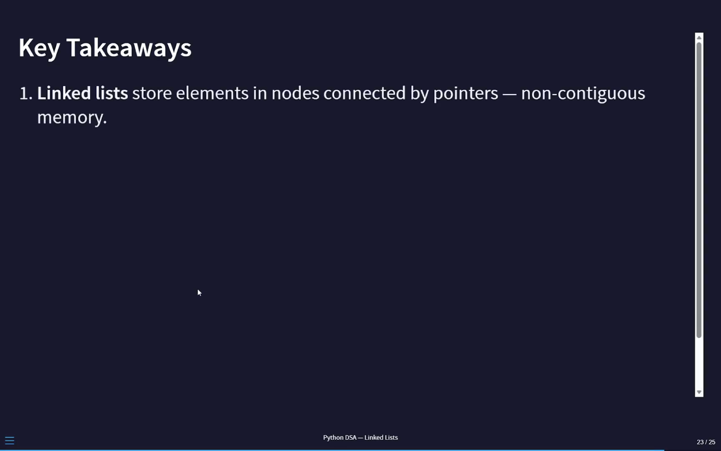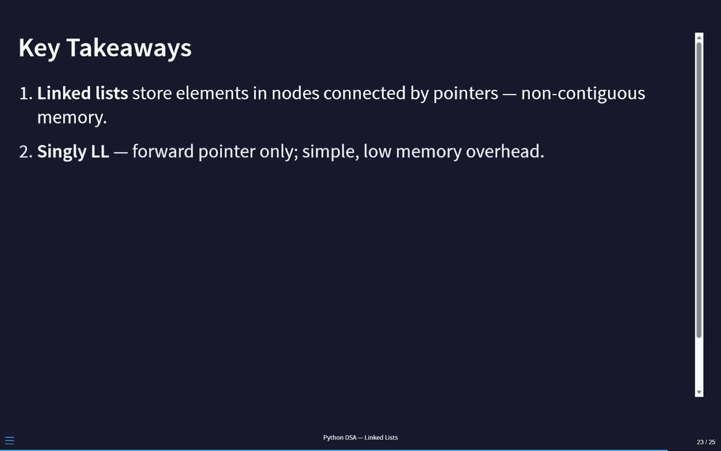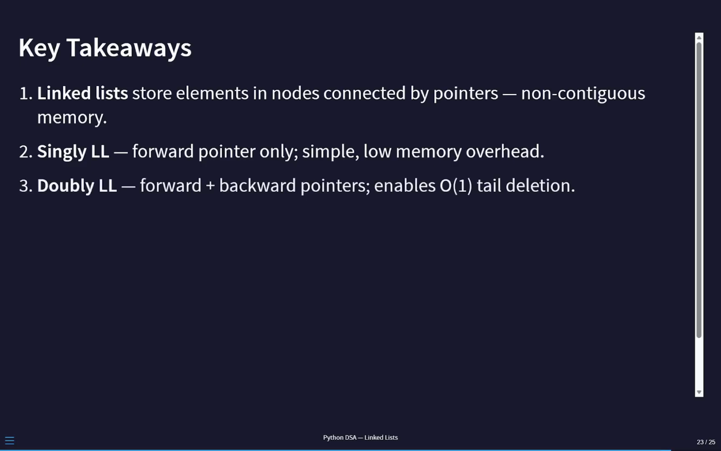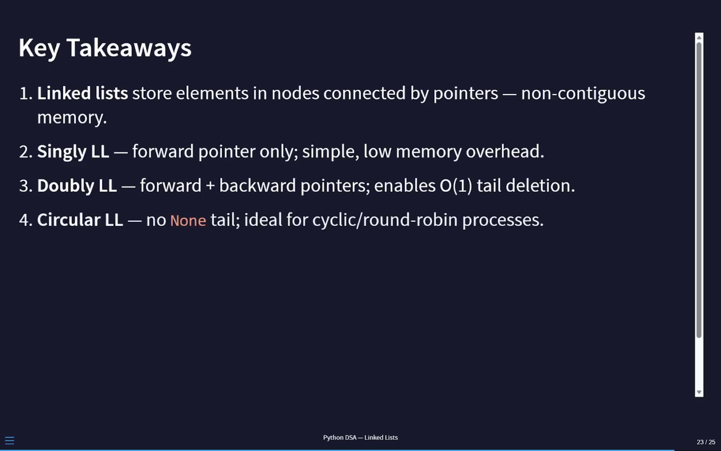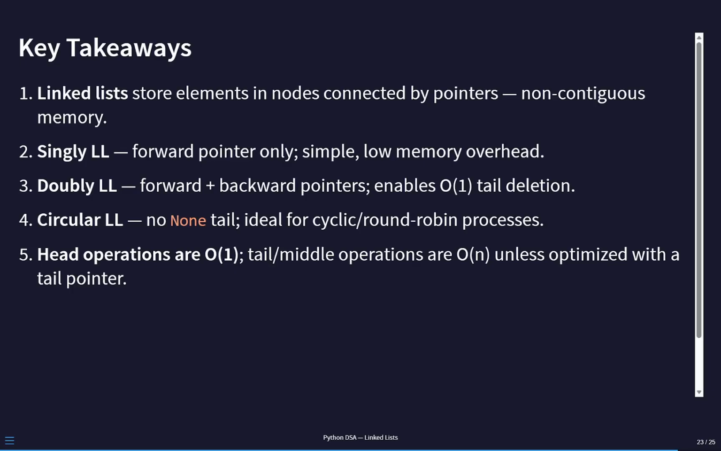Next, let's lock in the 8 key takeaways from this video. 1. Linked lists store elements in disconnected nodes connected by pointers. No contiguous memory required. 2. Singly linked lists use a single forward pointer. Simple, low overhead. 3. Doubly linked lists add a backward previous pointer, enabling O(1) tail deletion. 4. Circular linked lists close the loop, ideal for cyclic or round-robin scenarios. 5. Head operations are always O(1). Tail and middle operations are O(n) unless you maintain a tail pointer.